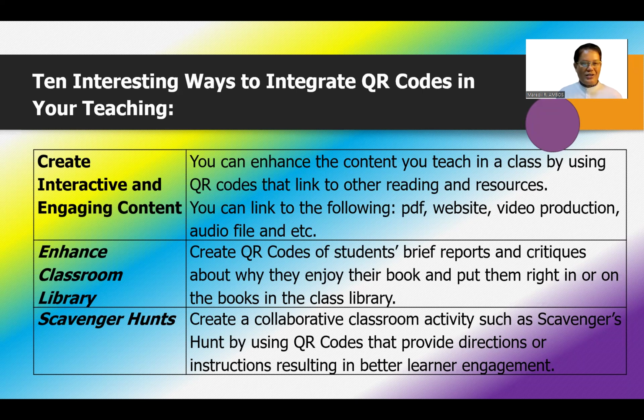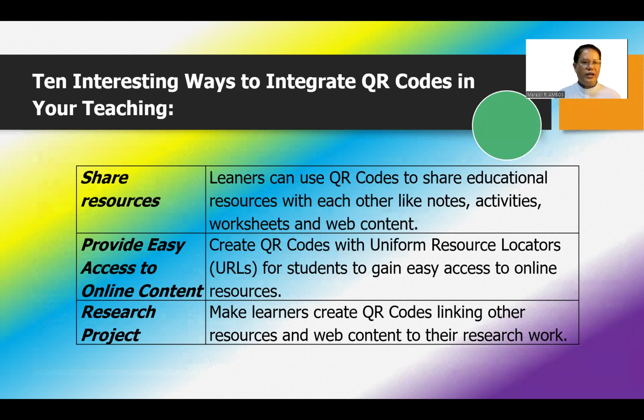The third one is to create scavenger hunts. Create collaborative classroom activities such as a scavenger hunt by using QR codes that provide directions or instructions, resulting in better learning engagement. The fourth one is to share resources. Learners can use QR codes to share educational resources with each other, like notes, their activities, worksheets, and web content. The fifth is to provide easy access to online content. We create QR codes with uniform resource locators, or URLs, for students to gain easy access to online resources. And of course, research projects. We make learners create QR codes linking other resources and web content to their research work.